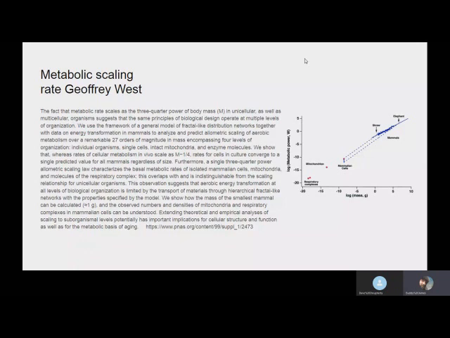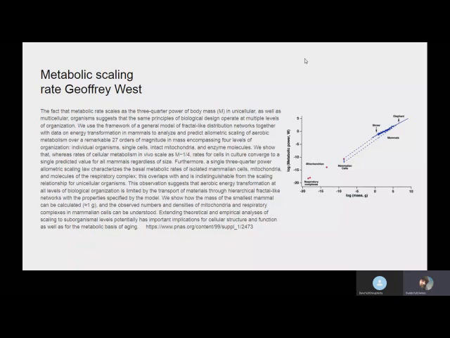Furthermore, a single 3/4 power allometric scaling law characterizes the basal metabolic rates of isolated mammalian cells, mitochondria, and molecules of the respiratory complex. This overlaps with and is indistinguishable from the scaling relationship for unicellular organisms. This observation suggests that aerobic energy transformation at all levels of biological organization is limited by the transport of materials through hierarchical fractal-like networks with the properties specified by the model.